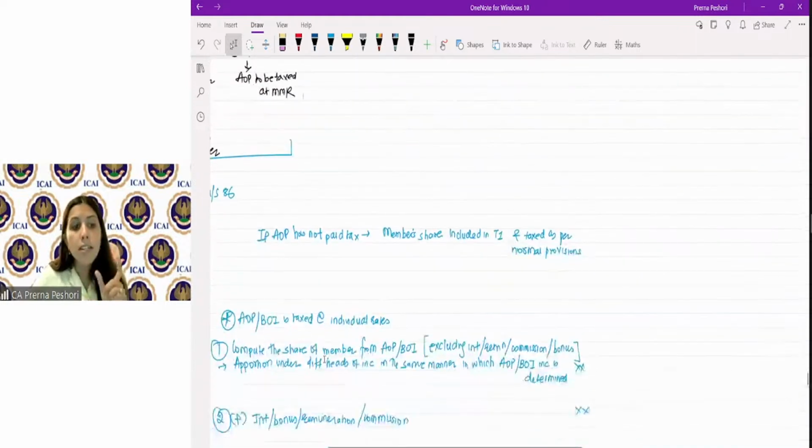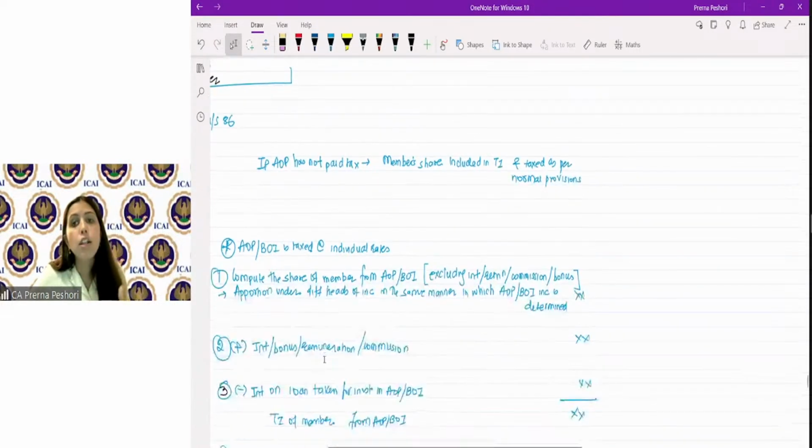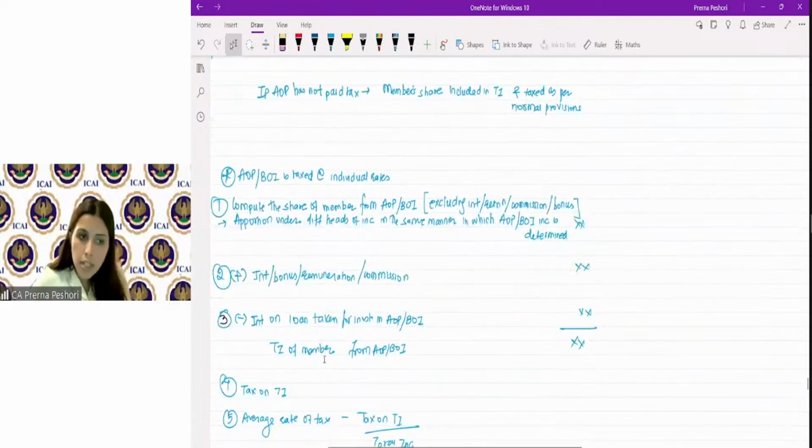So how is the formula for that? First you will compute the share of the income of the member from AOP or BOI excluding any interest, remuneration. Then that you will apportion under different heads of income in the same manner in which the AOP or BOI's income is determined. Then you will add back the interest and remuneration, and any interest on loan taken for the investment in AOP is also allowed. That will give you the total income of the member.